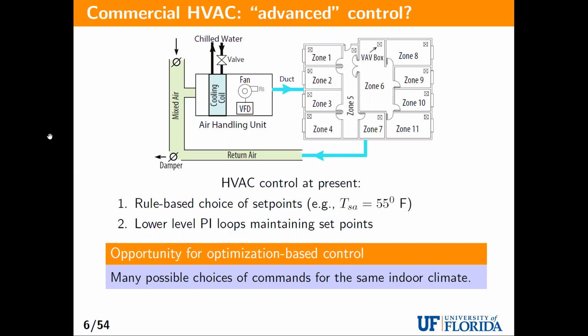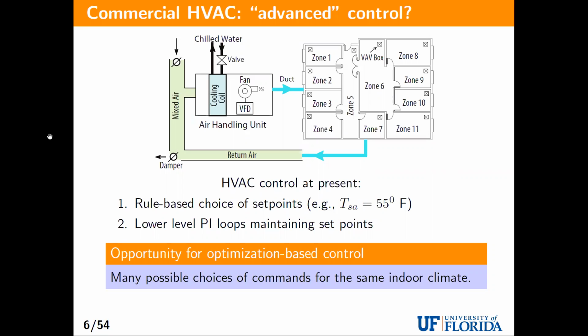And the role for optimization comes from the fact that you can have many possible decisions that will lead to the same indoor climate, but will have very different impact on the energy consumption. So for example, if you want to provide a certain amount of cooling to a building, you can reduce the airflow, but cool the air a lot. So there are two things, the airflow rate, and the other is the temperature of the air going into the building. So you can cool the air a lot, but supply a smaller amount of air.